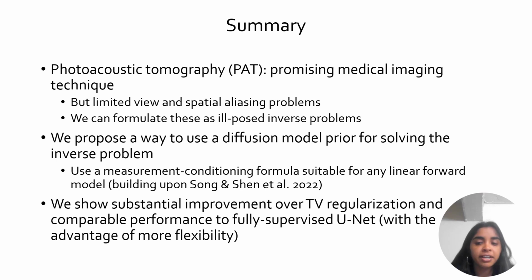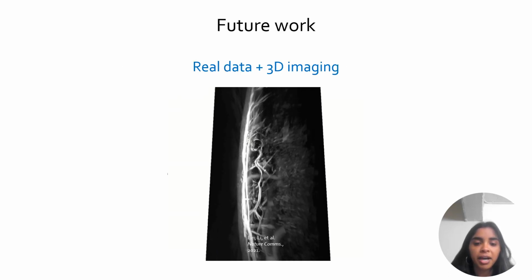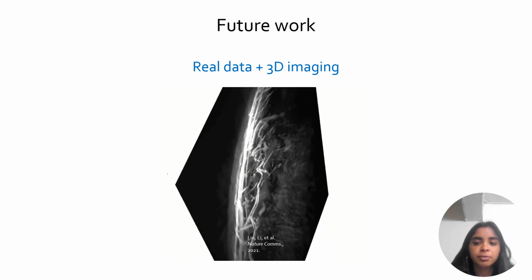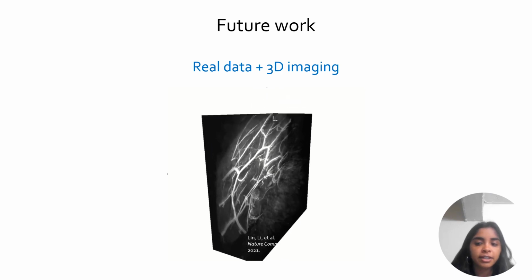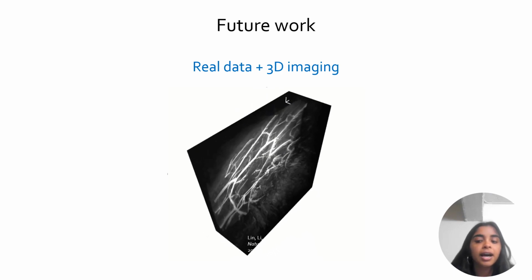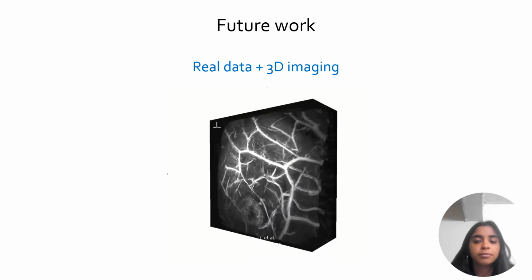In experiments with synthetic vascular images, we demonstrated substantial improvement over TV regularization and competitive performance to a fully supervised method. The advantage of our method is that it is unsupervised and flexible. Thus, it is adaptable to new measurement conditions. Our work establishes a promising path to leveraging deep learned priors for flexible PAT imaging. It would be exciting to test this method on real in vivo data instead of simulated data. Another exciting step would be to impose 3D diffusion model priors to reconstruct a whole volume.